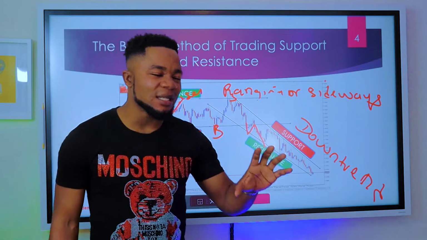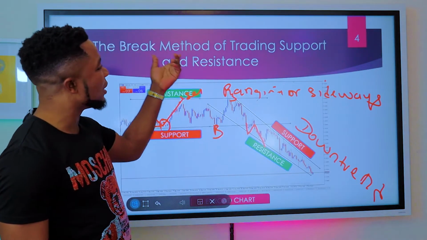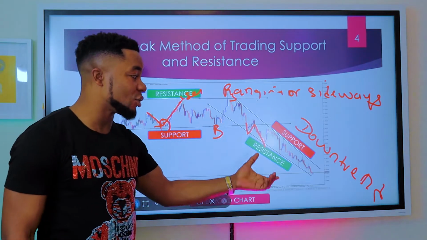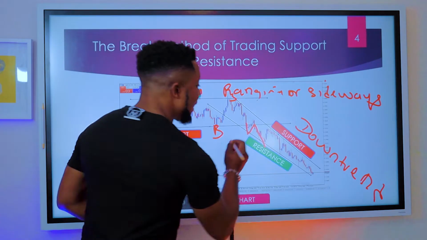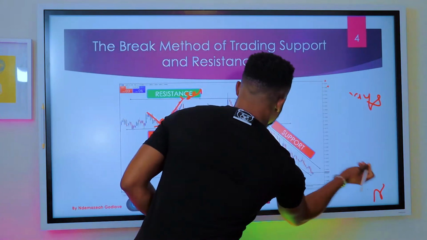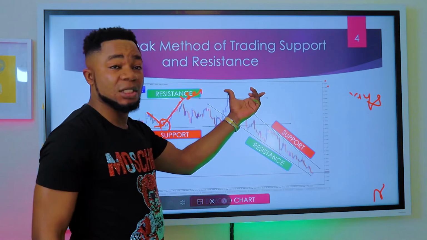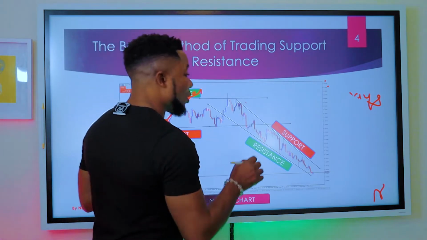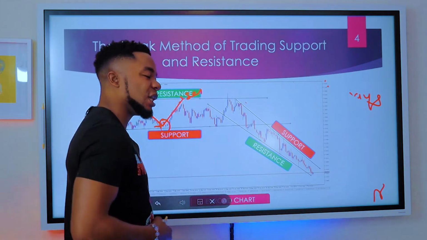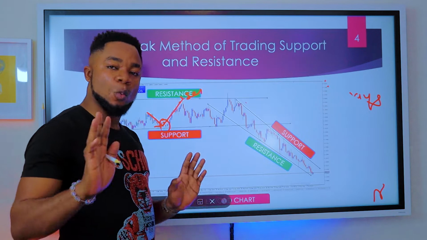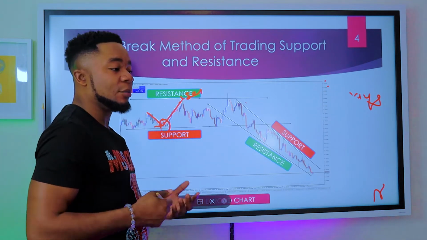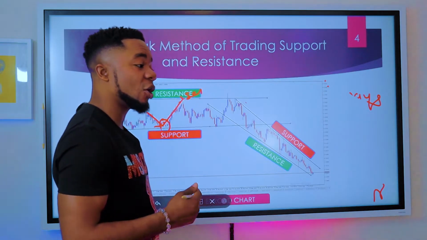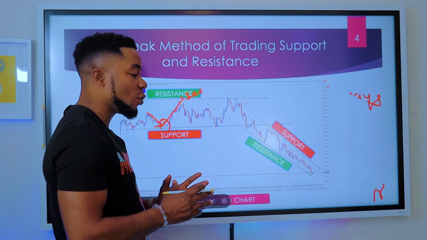And to trade the breakouts, remember we're talking about the break method of trading, when the market has actually broken that structure. So let's just assume the market broke the structure up here. If you see the structure broken on a resistance, wait for a retest. Always wait for a retest, because a retest will show you a confirmation that the structure was broken.